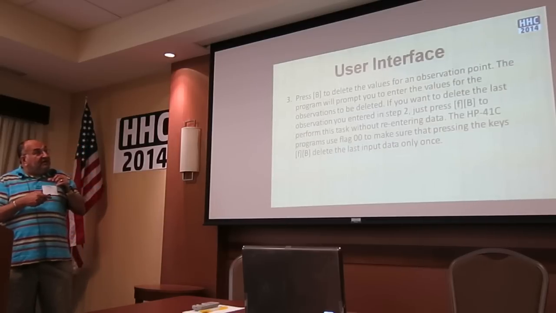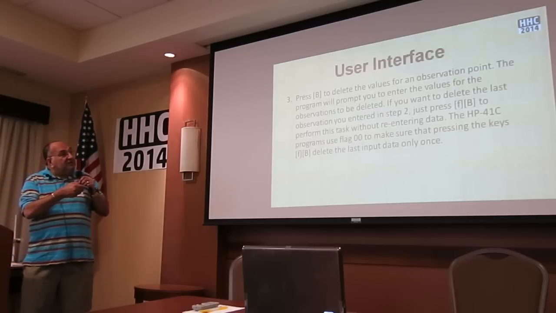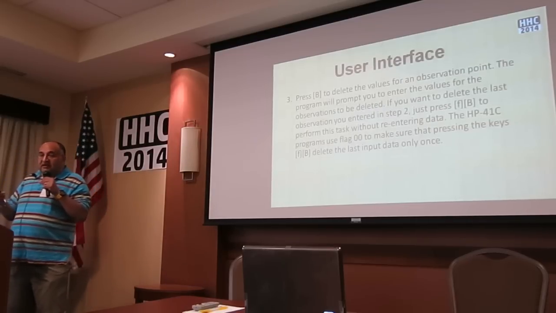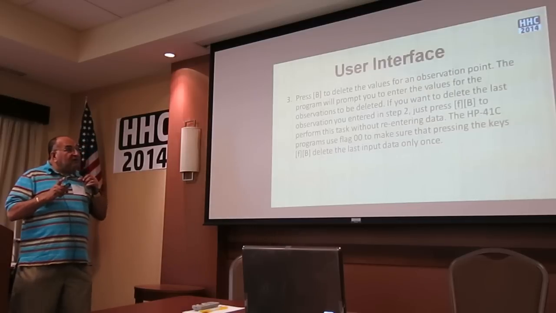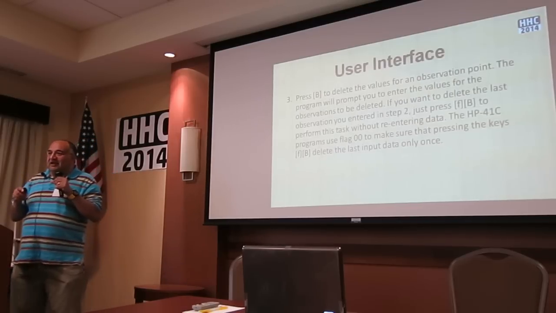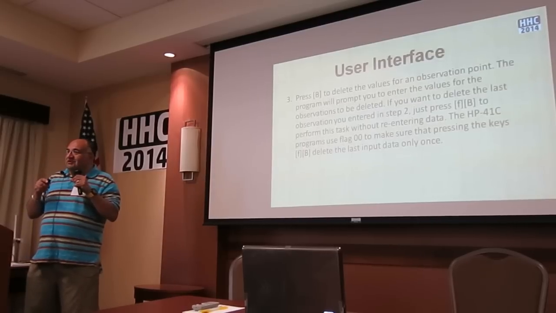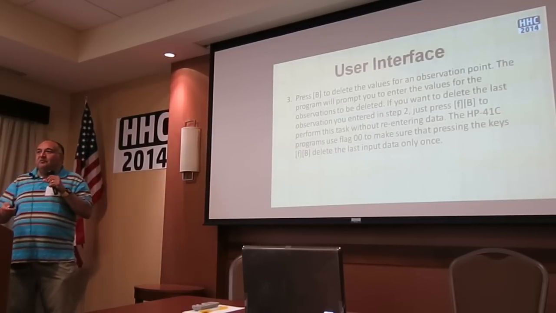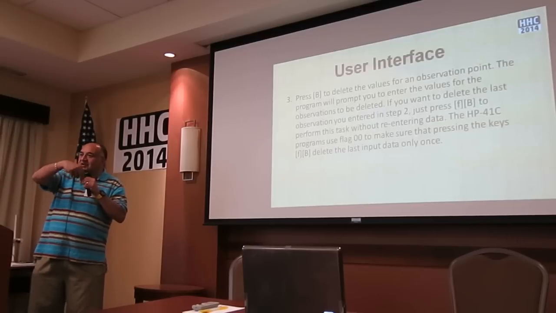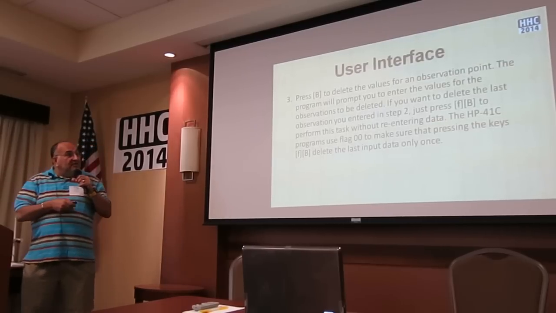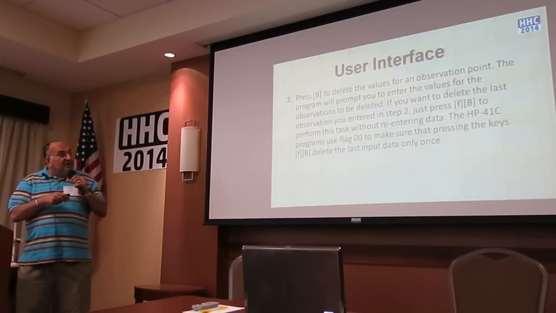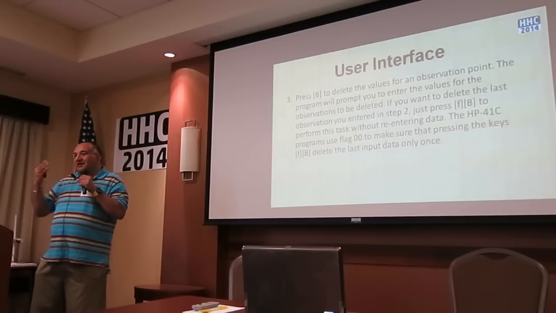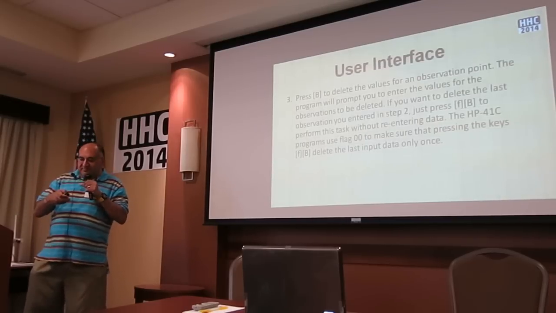Now, to delete data, you hit the B button, and it will prompt you for the values you want to delete. Now, if you want to delete data you just entered, like you enter the stuff and you realize, oh, I just messed up, well, hit Shift B, and it will automatically delete the last set. The program uses flag 0 to track that so that you don't accidentally start deleting the same data twice, which did not make sense, and I put it as a precaution.